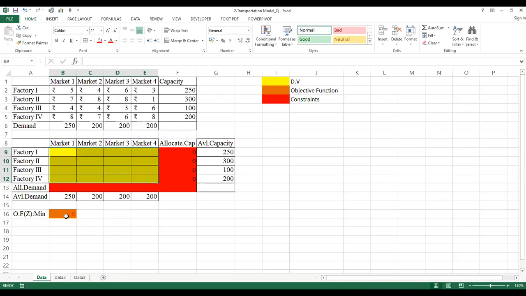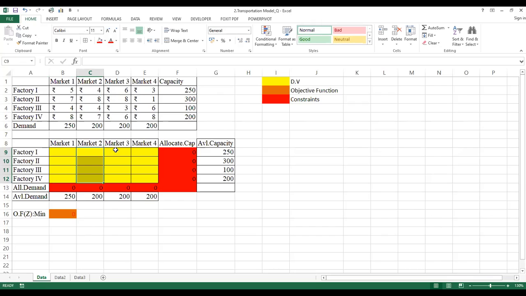Mainly objective function and sum. Here also, sum is the close cell. Close the bracket and drag up to here. So based on this, whatever value Excel is filling, it should not be more than how much? 250. Whatever this is, it should not be more than 250.